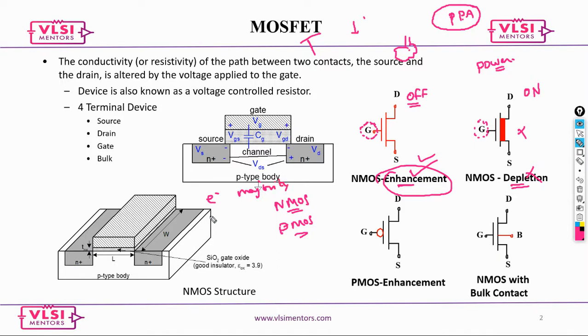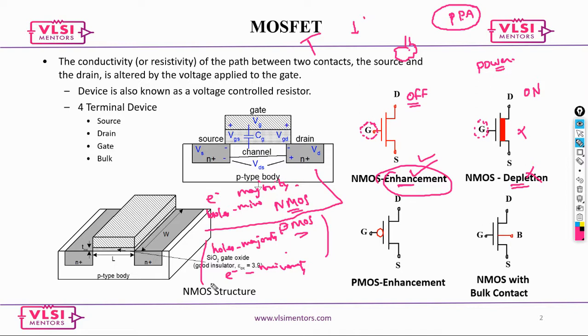Okay. And the holes are going to be minority carriers, right? So for the NMOS. But in case of PMOS, we have holes as majority. And you have electrons as a minority. Okay, so that is the main difference.